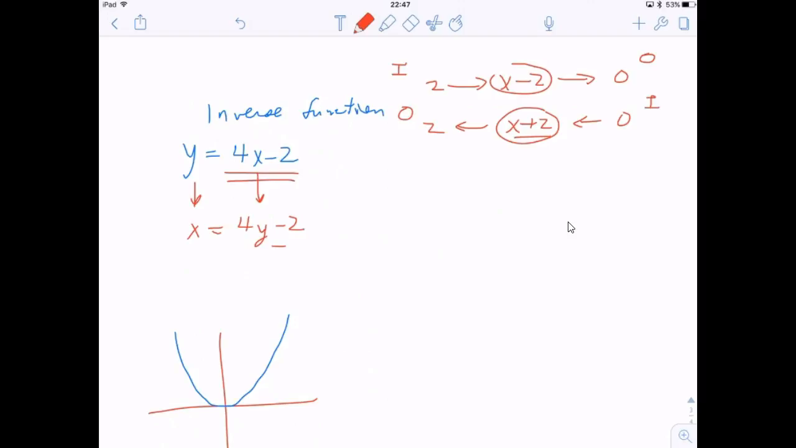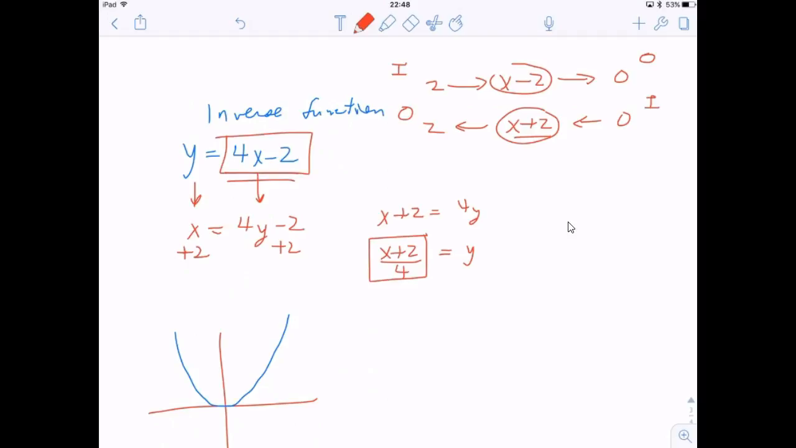So we're going to add 2 to both sides, and we're going to get x plus 2 equals 4y plus 0, because the negative 2 plus 2 added together and canceled out. And then we divide both sides by 4. We get y equals (x plus 2) divided by 4. And this is supposed to be the inverse function of this.